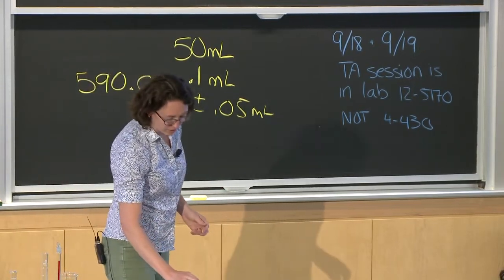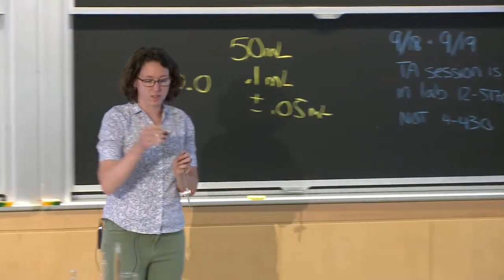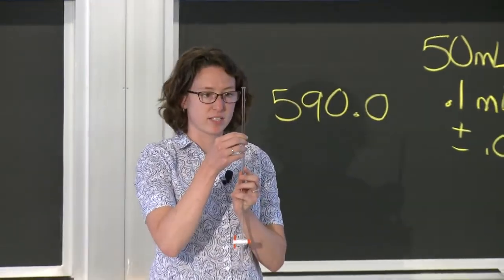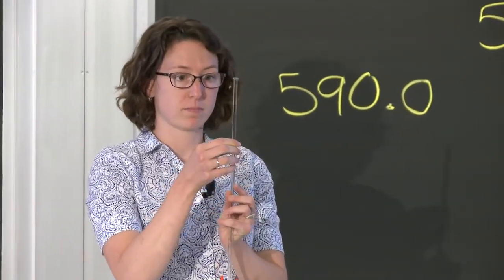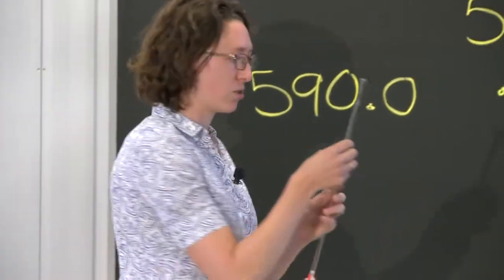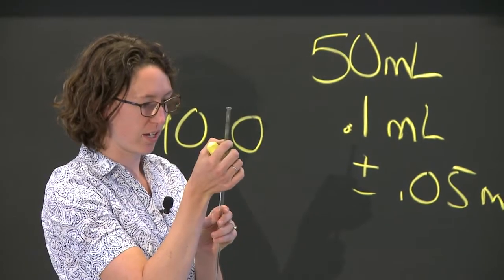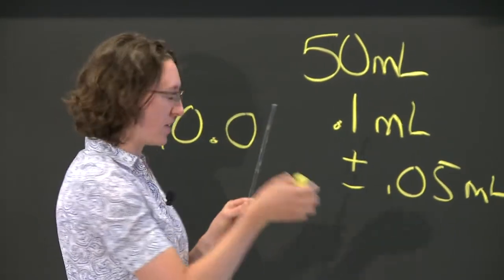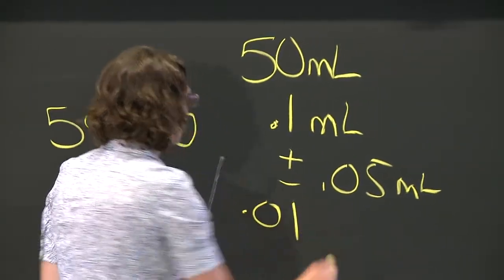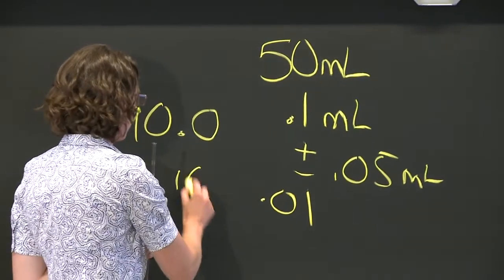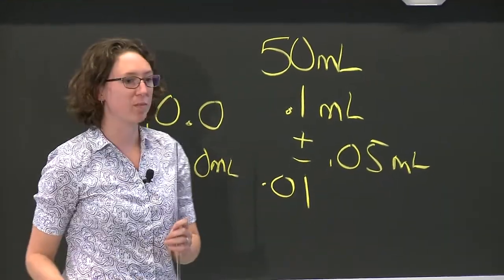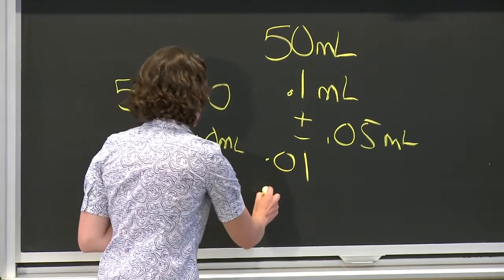In a 10 milliliter burette, the markings are every, I think they're every 0.2, no. What are these? 0.05? Yeah, these are every 0.01 in a 10 milliliter burette. So what would the uncertainty be here?